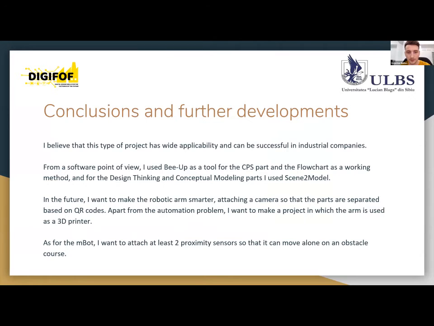In the future, I want to make the robotic arm smarter, attaching a camera so that the parts are separated based on QR codes. Apart from the automation problem, I want to make a project in which the arm is used as a 3D printer. As for the mbot, I want to attach at least 2 proximity sensors so that it can move alone as on an obstacle course. And also, we have received one more robotic arm and one mbot from the company I'm working at. And we will start creating more complex projects with more challenges.